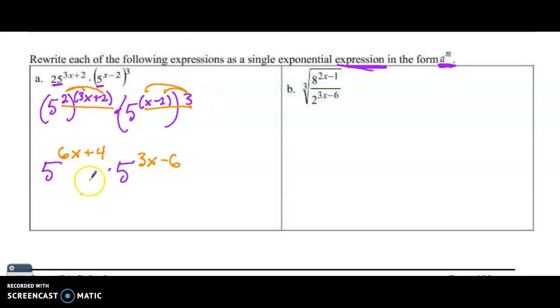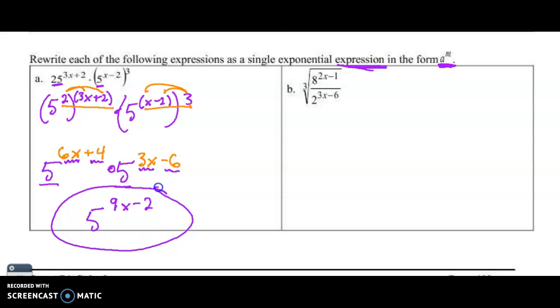So just one more step, because we're multiplying with the same base, then we can add our exponents, and I would expect you to do this in your head, that when you combine like terms, 6x plus 3x is 9x, and 4 plus negative 6 is negative 2. So that's the answer we're looking for there.